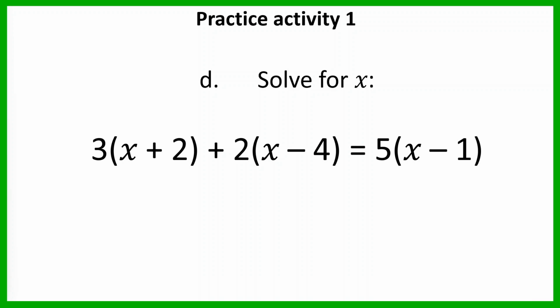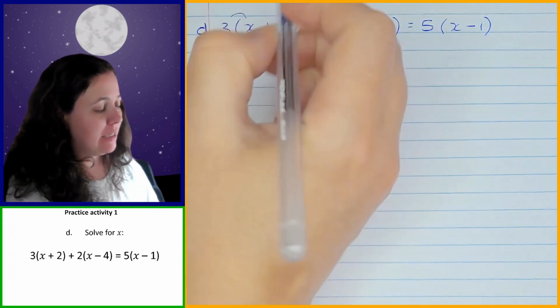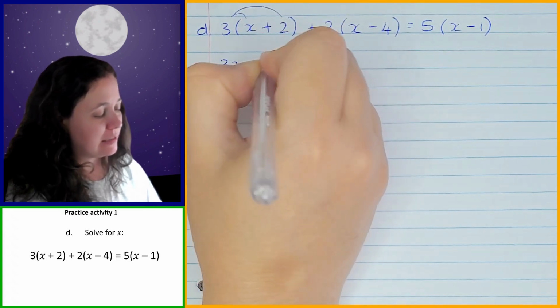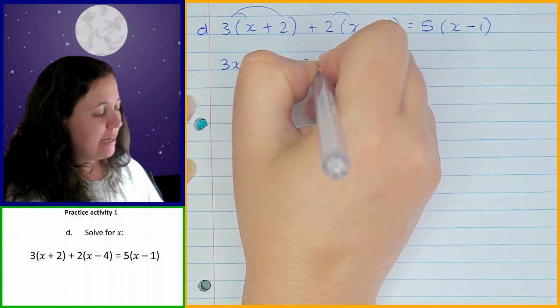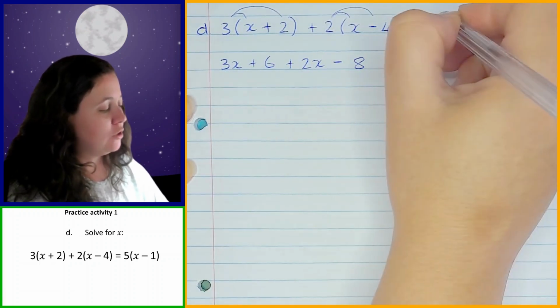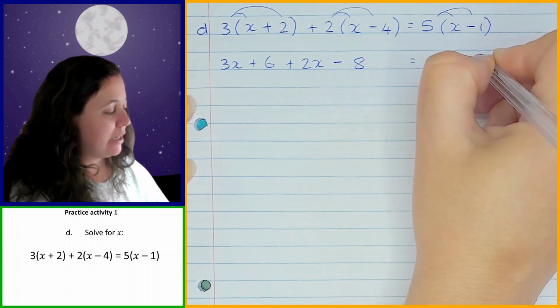Okay, so let's go through that question. So I need to multiply out here. So I've got 3 times x, that is 3x. Then 3 times 2 is plus 6. Then over here I've got 2 times x, that is plus 2x. 2 times negative 4 is minus 8. That's equal to 5 times x, which is 5x, and 5 times negative 1, which is minus 5.